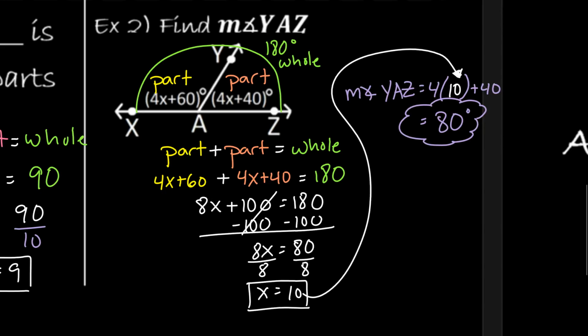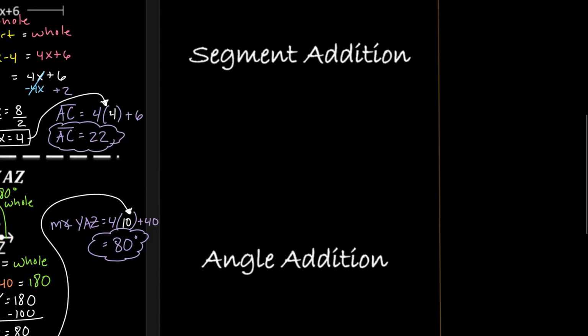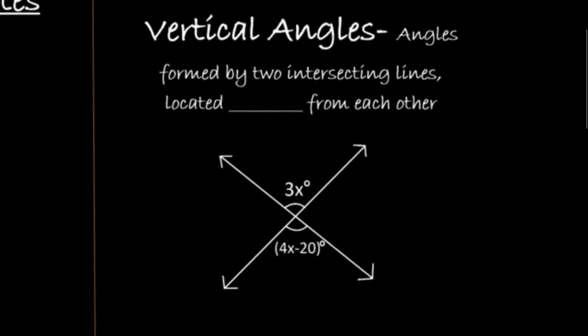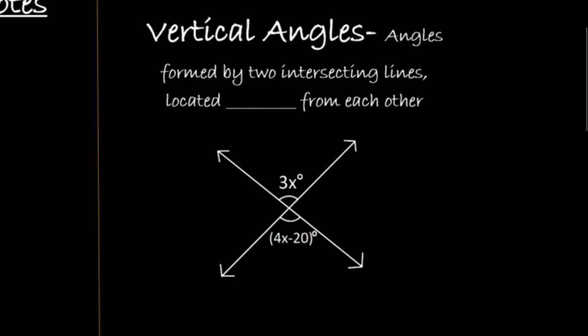The hardest part about this is remembering that two angles that form a straight line are 180 degrees. All right, one last thing. On the back of your smaller foldable, you'll see vertical angles.